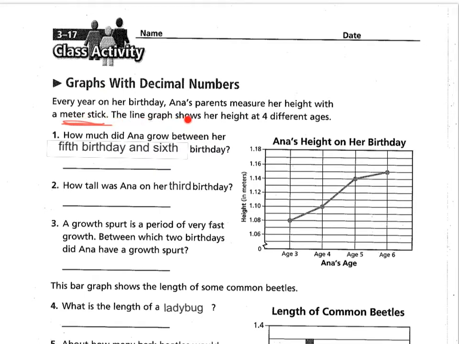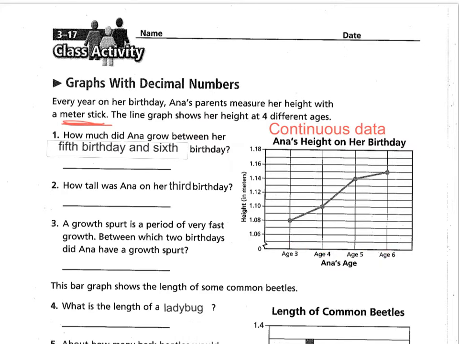The line graph shows her height at 4 different ages. So I see the line graph here on the right side. That tells me that it must be continuous data because they're measuring something over time. That's why we use line graphs, to show continuous data and a change over time. Anna's age 3, age 4, age 5, age 6. So each gap here is 1 year of her life.